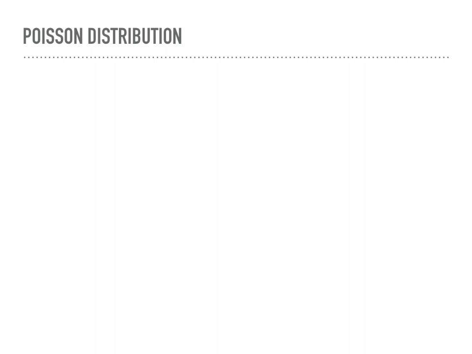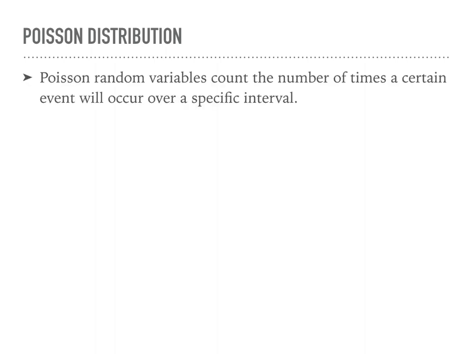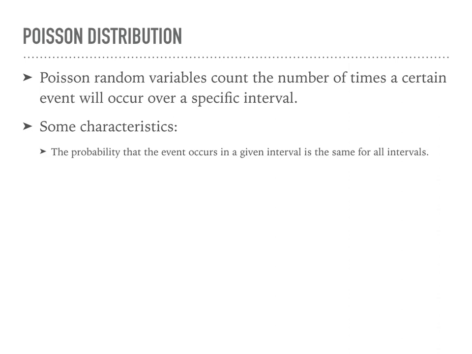It's time to talk about our second special distribution for this chapter, the Poisson distribution. Poisson random variables count the number of times a certain event will occur over a specific interval. Some characteristics that you should know is the probability that the event occurs in a given interval is the same for all intervals. The events occur with known mean and independently of the time since the last event.